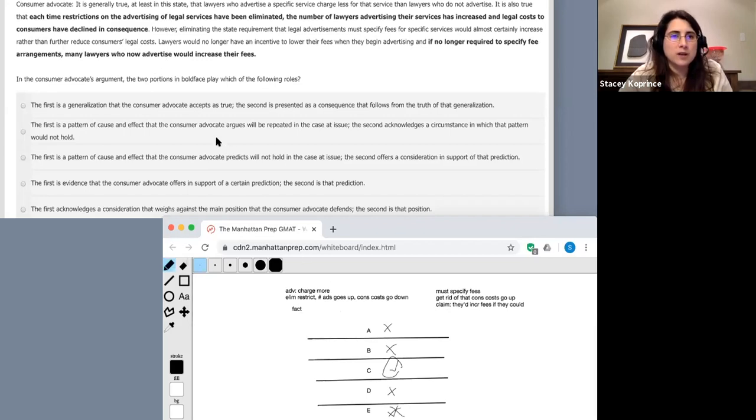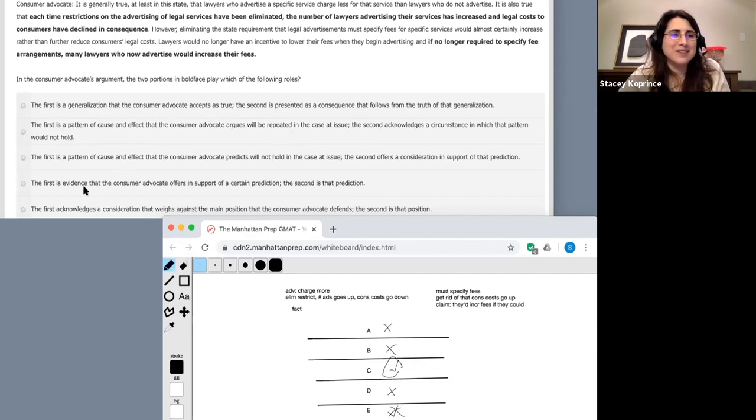For the first part of it, let's actually just run through the answer choices. So this is how I got rid of each one. It is true for this first half. The first is something that the consumer advocate accepts as generally true, but the second part is not something that follows from that first part. It's the opposite. The advocate is saying that it's not actually going to apply in this case, even though usually it's true. The second answer choice here, it needs this little word not right here. They're actually saying that this will not be repeated in this specific case that we're talking about, that's the problem. So I didn't even read the second half because I'd already eliminated it from this first half.